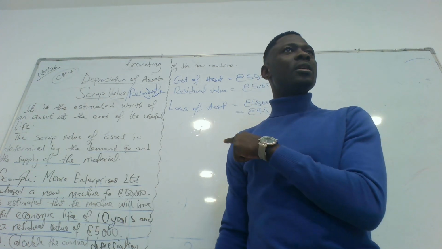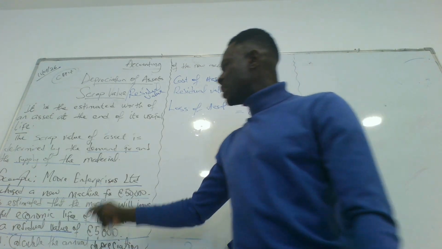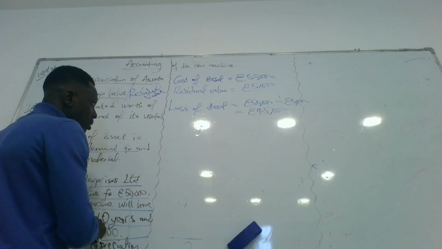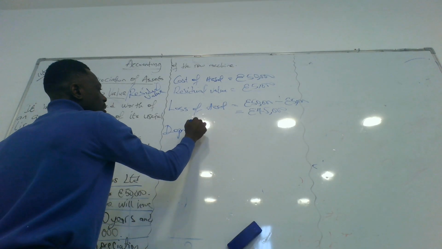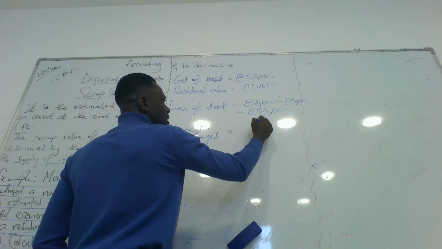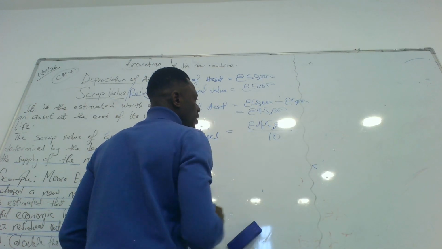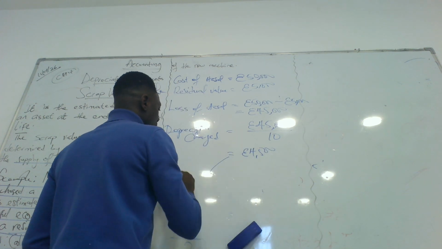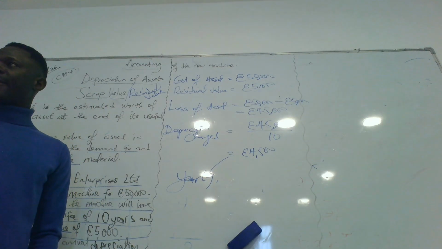But that is not where we're going. We want to know the amount of depreciation charged for each year. And it's how many years? 10 years, yes. So the depreciation charge equals the value, which is 45,000, divided by the number of years, which is 10. So it is 4,500 per year, yearly. Do we get it? No.